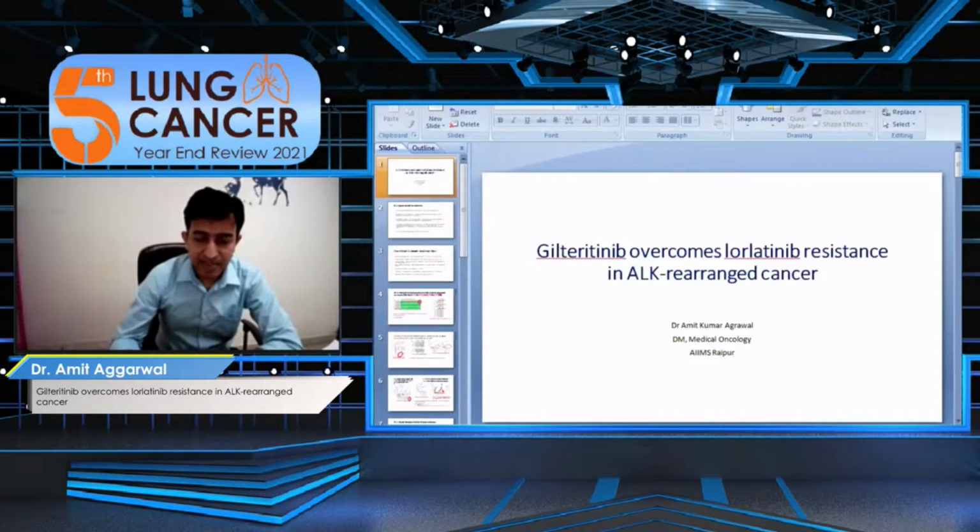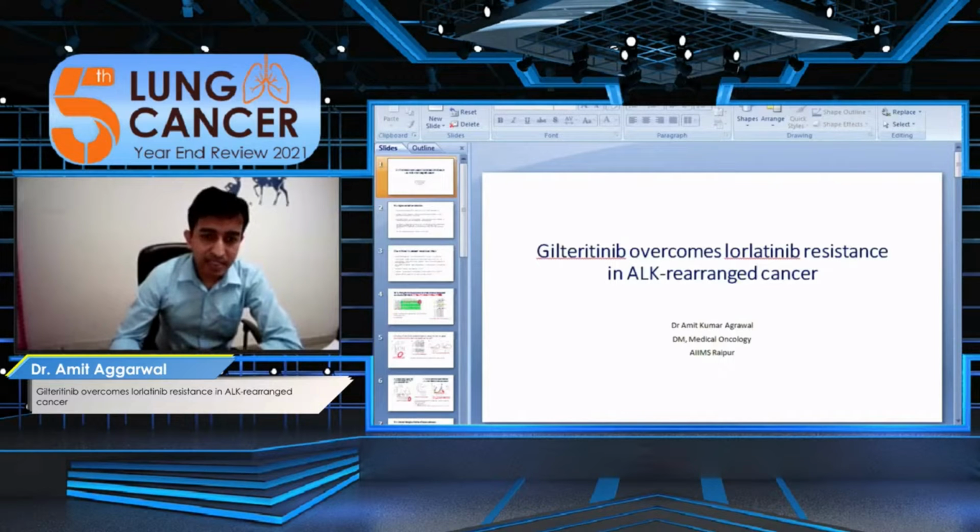relapsed refractory patients. So what researchers did was, using various cell lines and mouse xenograft models, they found the anti-tumor efficacy of gilteritinib in ALK-rearranged resistant cancers. So I'll be discussing these various steps.